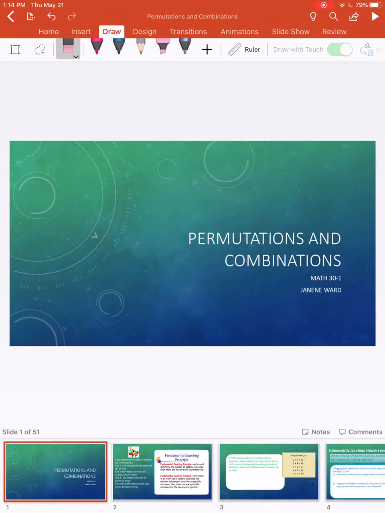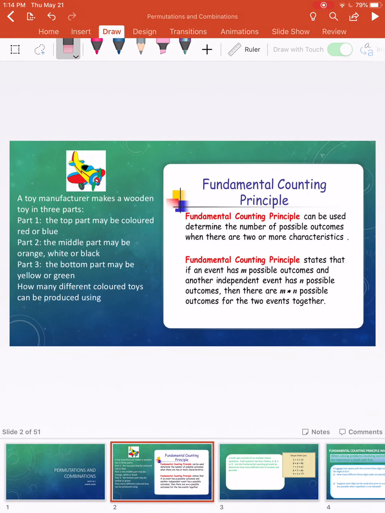Okay, so today we're going to start our last unit on permutations, combinations, and the binomial theorem. To start with, we're actually going to look at the fundamental counting principle.